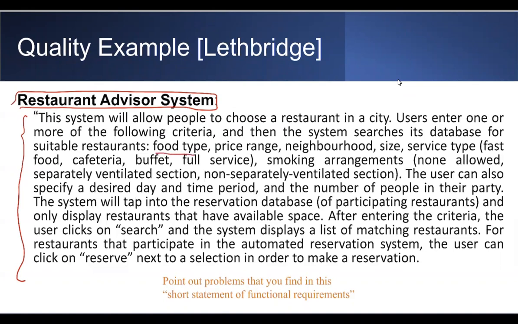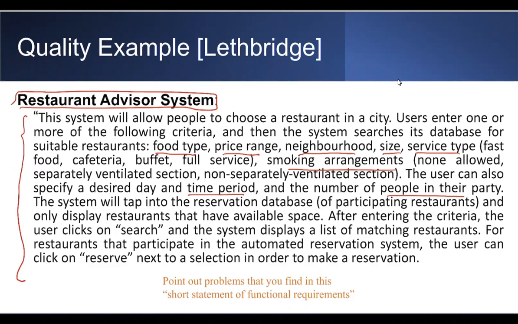The user will enter food type, price range, neighborhood, size, and service type, whatever the type of service is. It could be fast food, cafeteria, buffet, or even full service. The smoking arrangement, like whether it is allowed or not, and so on. The user can also specify a desired day and time for the restaurant that they would like to book, and the number of people in their party.